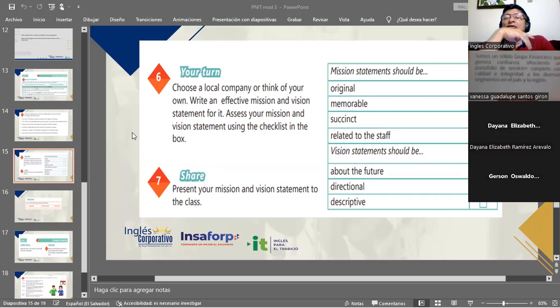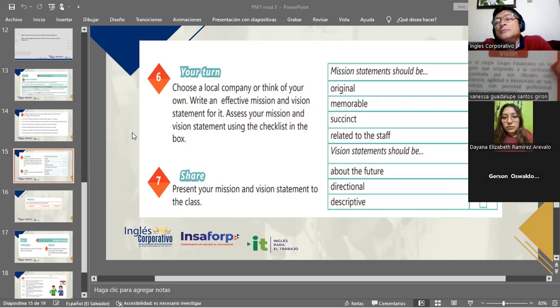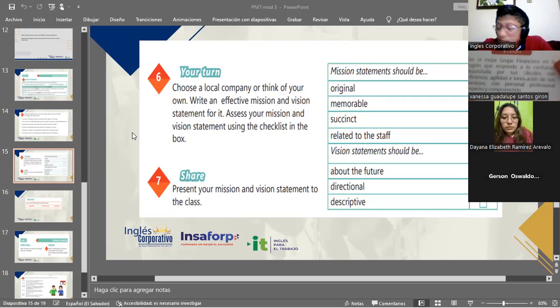Okay, that is the mission and the vision, or that is the vision. La visión dice que es ser el mejor grupo financiero. To be the best financial group in the region that responds to the trust placed in it by its clients with efficiency, agility, and innovation. It is service with expert and committed professional staff.